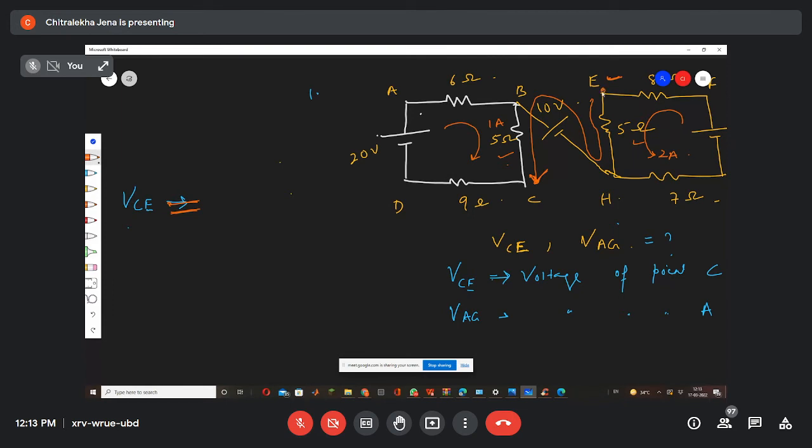Tell me. I will start from point E. Voltage of point C with respect to E, so I start from point E and end at C. Tell me what will be the equation here. I am coming from E. Current is flowing 2 ampere in the same direction. So what will be my equation? Minus 5 into 2, plus 10. Yes, then.